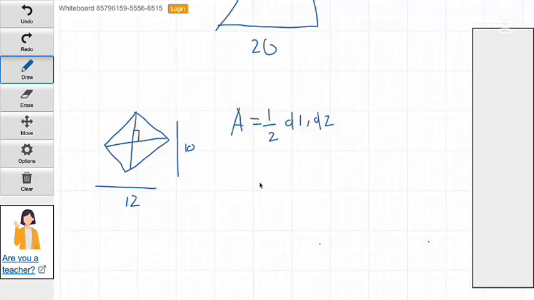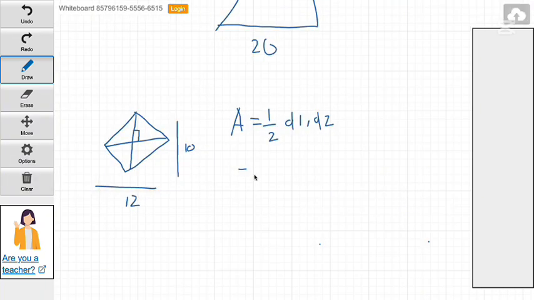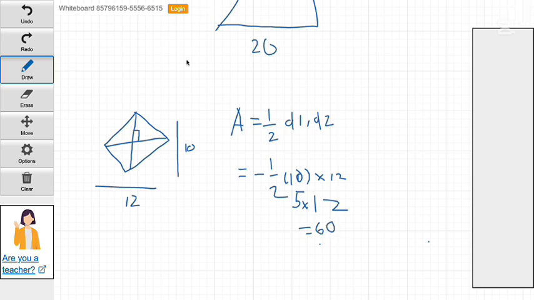Alright, so with this, this is just equal to half of d1, which is 10. And then I just want to multiply that by 12. And then we know that half of this is equal to 5, so it's just 5 times 12, which is equal to 60. And you have your answer for the area.